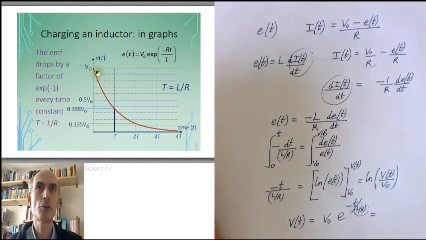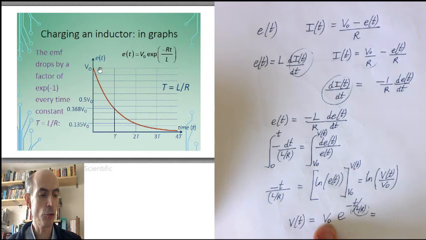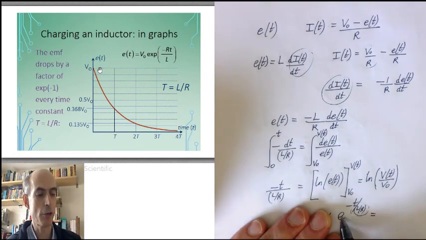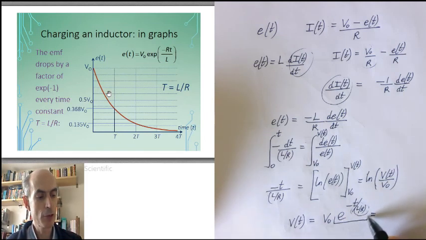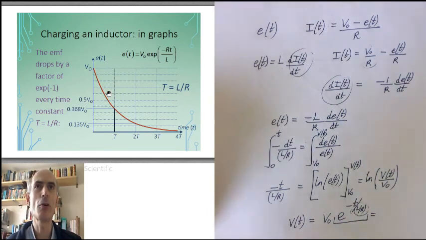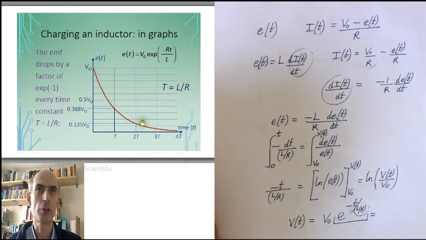The voltage starts off at V0, as we're expecting. When t equals 0, this is just e to the power of 0, which is 1, so it evaluates to V0. And then as time increases, the value of this term here starts to decay down to 0, and the voltage across the inductor decays with it. Just like with a capacitor, after one time constant, you're down to 36.8% of where you started.